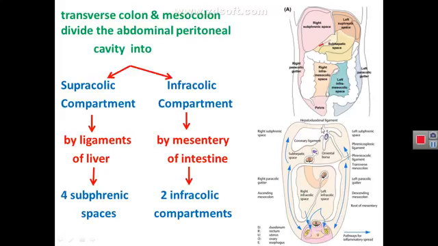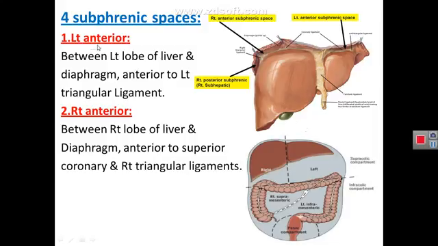This is left triangular. So this space, which is the right anterior subphrenic space, is limited by the superior coronary ligament, which is a fold from the liver to the diaphragm. So this is the right anterior subphrenic space between the diaphragm and right lobe of liver, limited above by the superior coronary ligament and by the right triangular ligament, while the left anterior subphrenic space between the diaphragm and left lobe of liver is limited by the left triangular ligament.